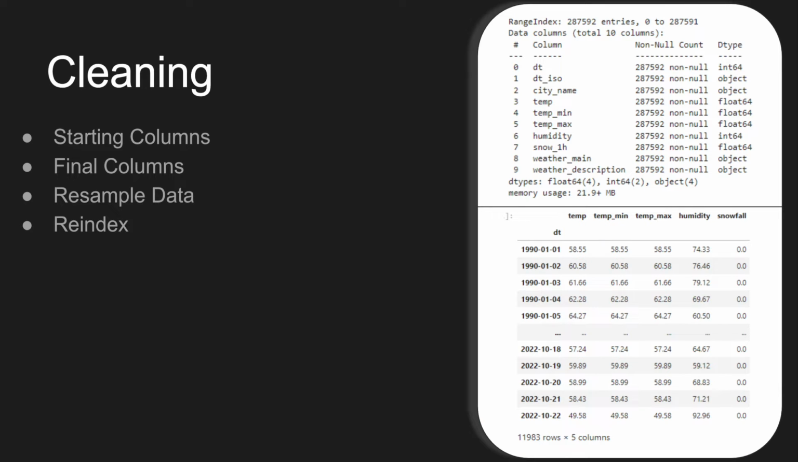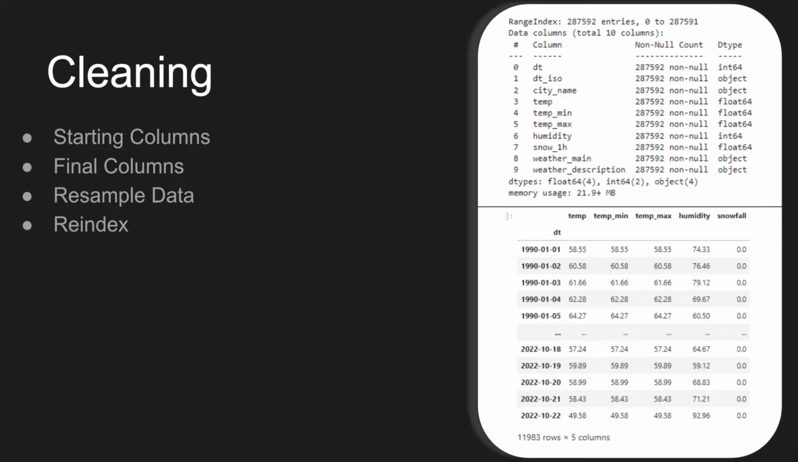The starting columns were date time ISO, city name, temp min, temp max, humidity, snow 1 hour, weather main, and weather description. Of those columns, we decided the columns of importance to our analysis were date time, temp min, temp max, humidity, and snow 1 hour. The columns deemed unimportant to our analysis were dropped.